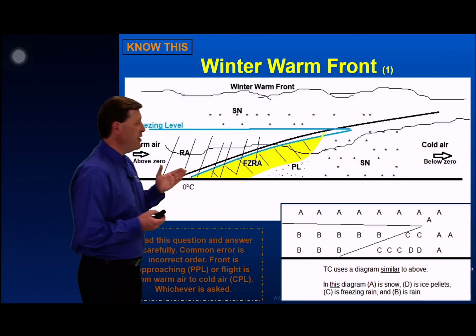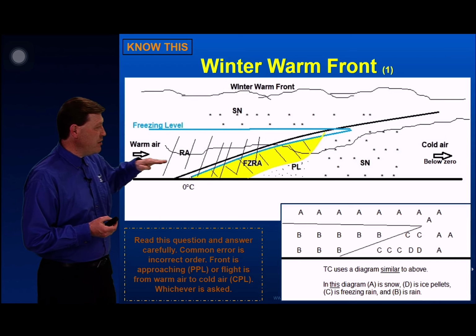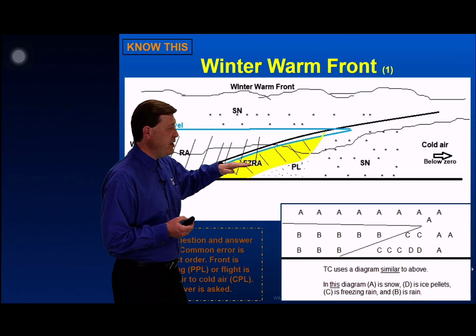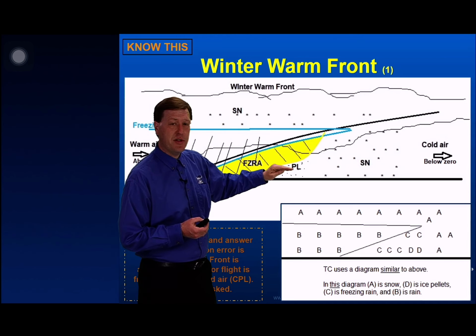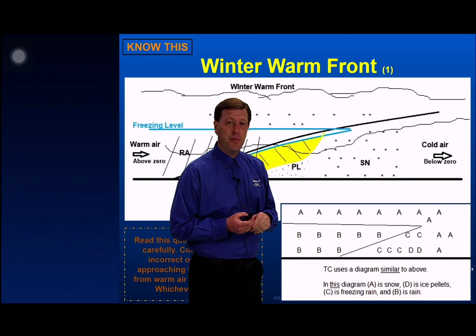So if I'm flying in this direction at this altitude, I would have rain and then freezing rain. Heaven forbid, that's going to be miserable to your airplane and very dangerous. And then it would turn into pellets and eventually turn into snow.